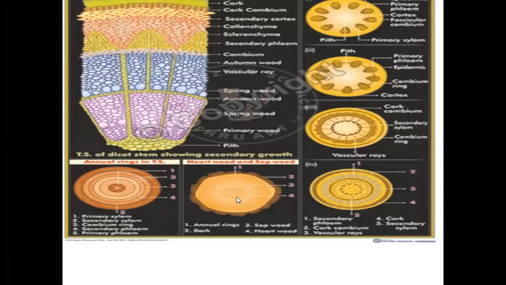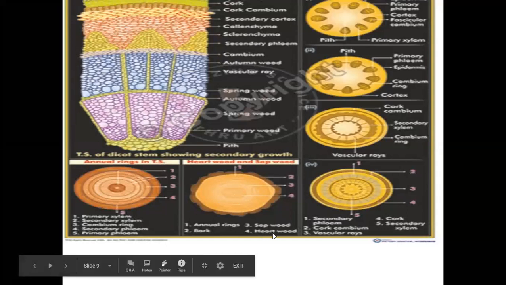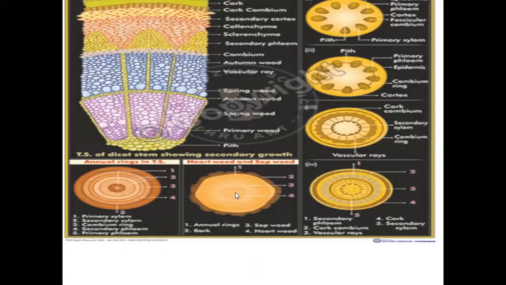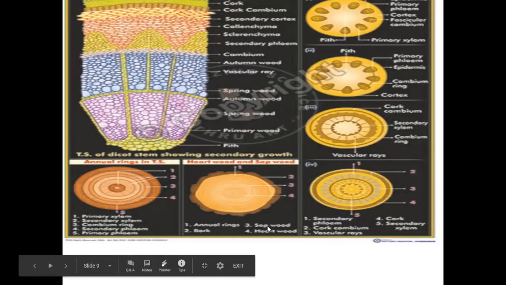After some years, the inner annual rings close or stop their functions, and this is called heartwood. Heartwood is gray or brown in color, or sometimes turns black. Outside of the heartwood, the brown colored wood is called sapwood.